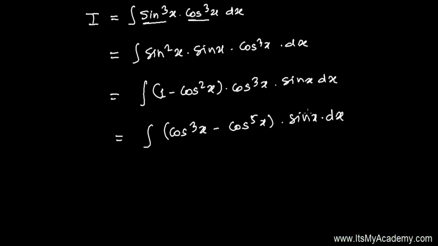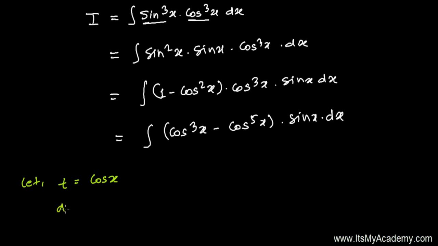And my dear friend, now you tell me, if we suppose t equals cos x, what is going to happen? Yes, that's going to be very wonderful. The derivative of cos x is negative sine x, that doesn't matter, and this is going to be t cube and this is going to be t to the power 5, right? And easily after that we can use the power rule of integration.